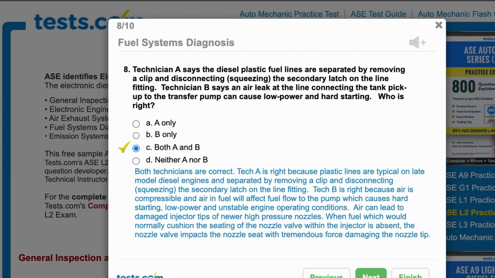Both technicians are correct. Tech A is right because plastic lines are typical on late-model diesel engines and separated by removing a clip and disconnecting or squeezing the secondary latch on the line fitting. Tech B is right because air is compressible, and air in the fuel will affect fuel flow to the pump, which causes hard starting, low power, and unstable engine operating conditions. Air can lead to damaged injector tips of newer, high-pressure nozzles. When fuel, which would normally cushion the seating of the nozzle valve within the injector, is absent, the nozzle valve impacts the nozzle seat with tremendous force, damaging the nozzle tip.